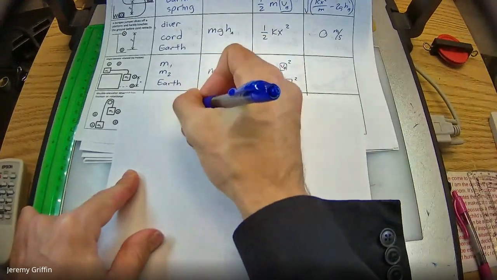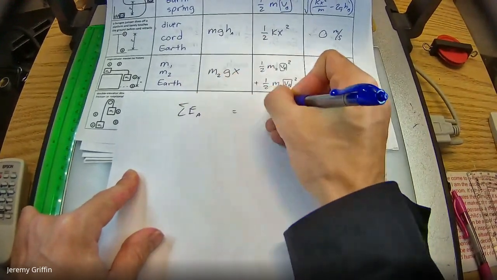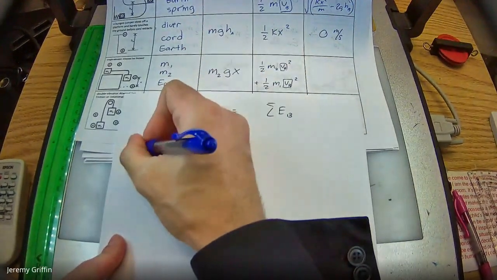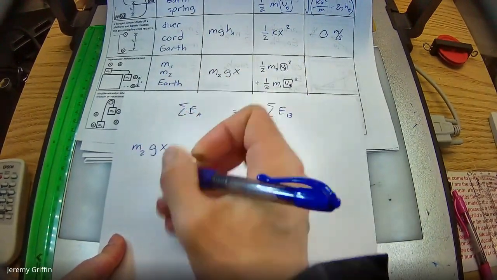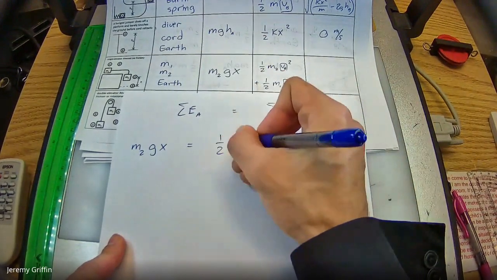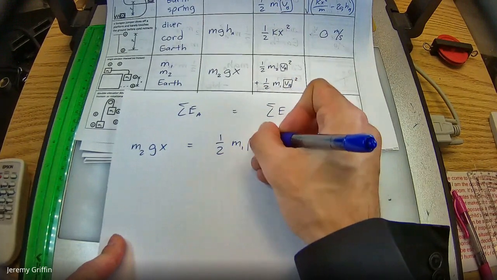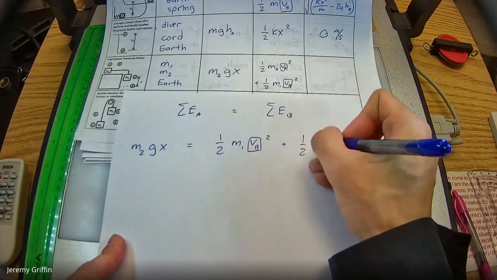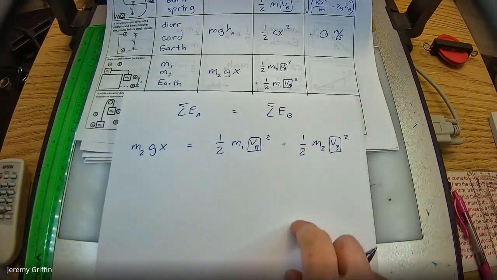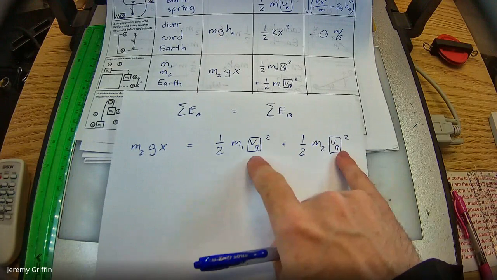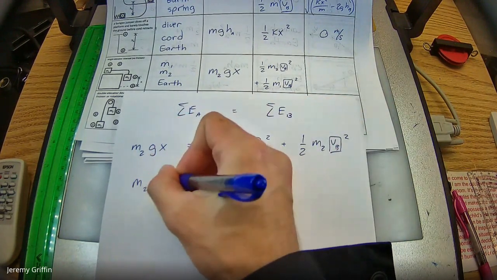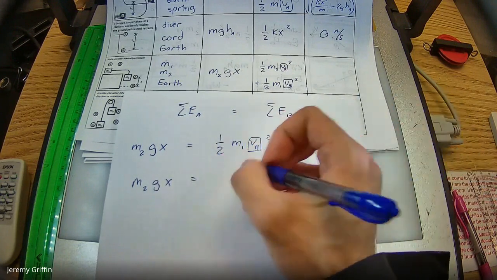So the sum of energy initial, at point A, equals the sum of energy at point B. We're starting off with all m2 g x, because x is the height change, whatever I call it. And that's going to go into 1/2 m1 v squared plus 1/2 m2 v squared. I could factor out the vb squared just to consolidate that. We're done with the physics at this point, right? We're just doing some algebra for a while.